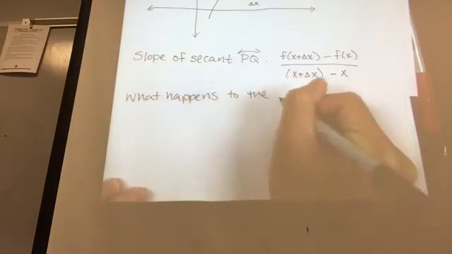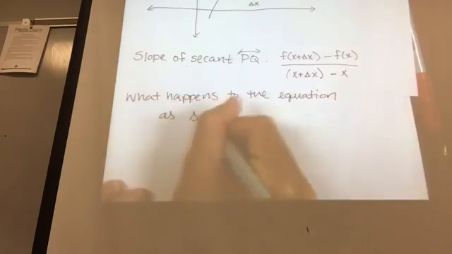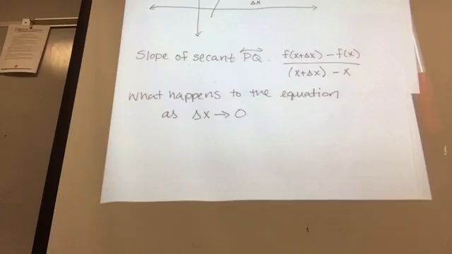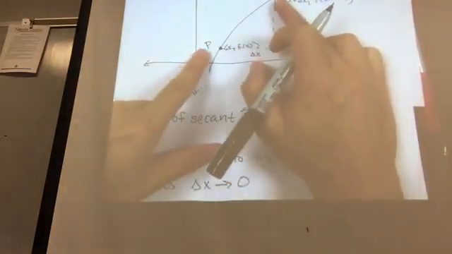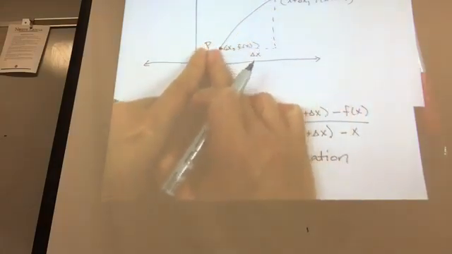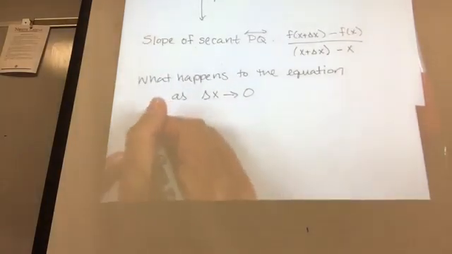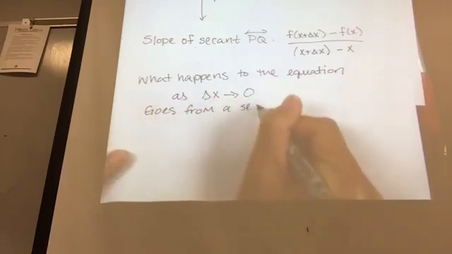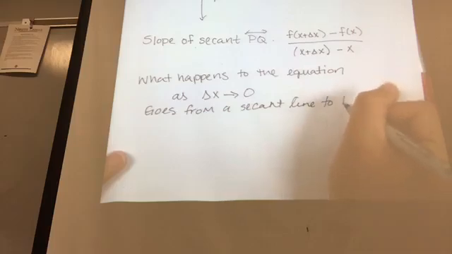Okay. So what happens to the equation as the change in x approaches 0? It becomes closer and closer to my tangent line. It goes from a secant line to the tangent line.